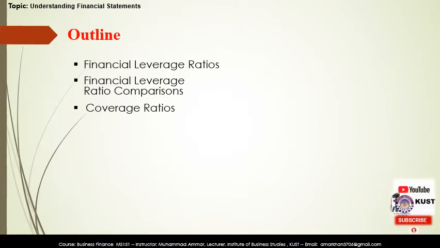In the previous lecture we talked about the liquidity ratio, and the liquidity ratio has two ratios: the first is the current ratio and the second is the acid test ratio. So in today's lecture we will talk about the financial leverage ratio, then the comparison of this financial leverage ratio to the industry average, and then we also talk about the coverage ratio as well.